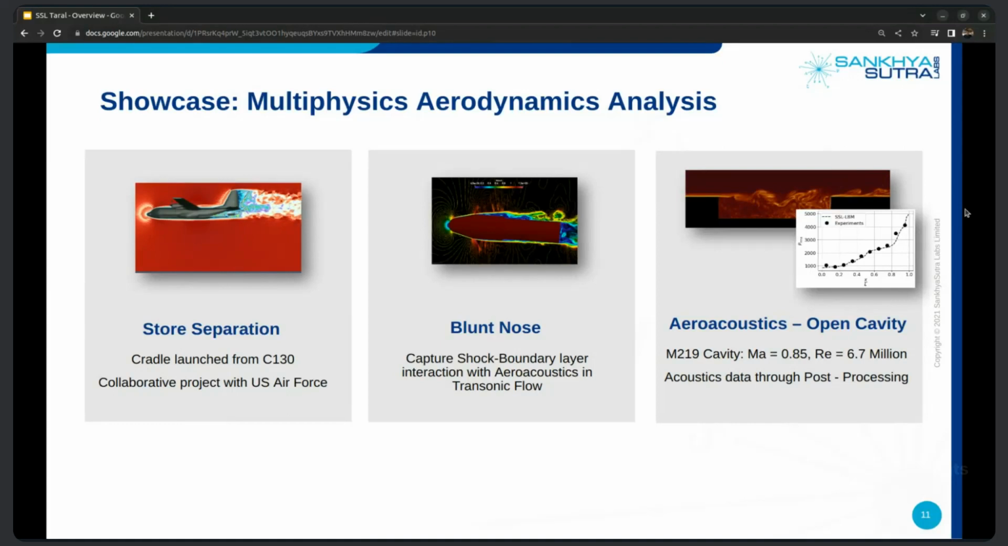And when it comes to multiphysics as well, Taral does a very commendable job. So we've simulated various things like store separation from an aircraft. This becomes important when you have to deliver payloads, such as a military aircraft delivering bombs, or when it comes to civilian aid, you might want to deliver relief packages and things like that. So the store separation problem is very complicated in the sense that it's hard to model and it's hard to exactly predict how the payload is going to behave and how the aircraft itself is going to behave once the payload detaches from it. And our solver is able to capture very well how the interactions are going to be and what kind of trajectories the payload is going to follow.